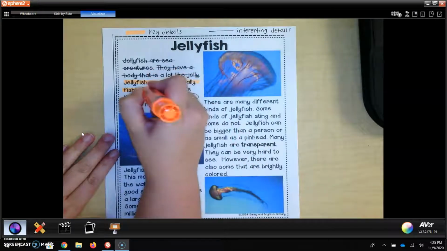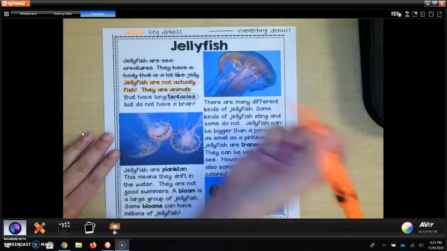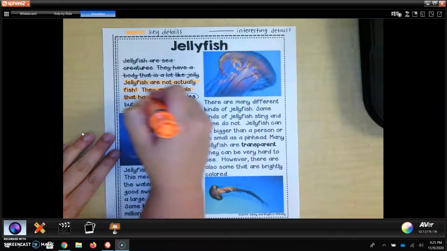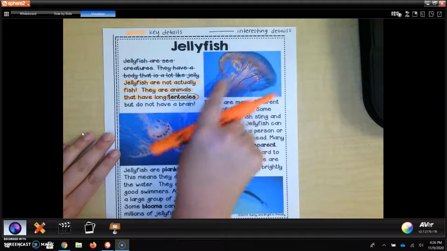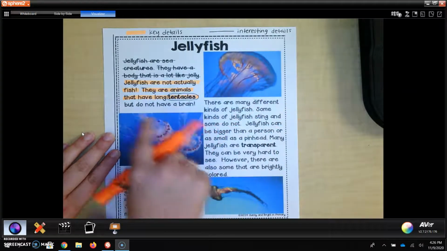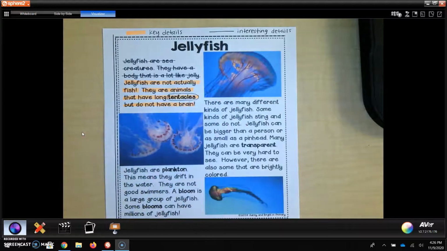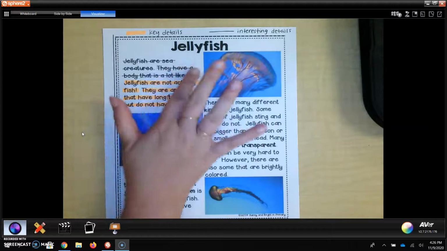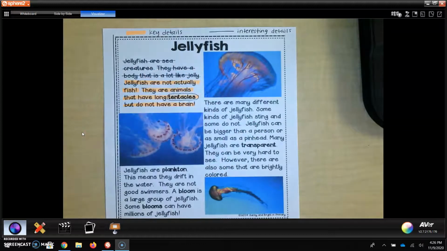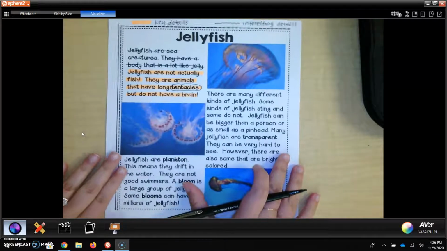And I think that's pretty key because it tells you about two major body parts on them. They're animals that have long tentacles, which describes one of the biggest body parts of a jellyfish, but they do not have a brain, another big body part of a jellyfish. So far, we have all of our interesting facts up here and our key details down there. Now let's go to our second paragraph.